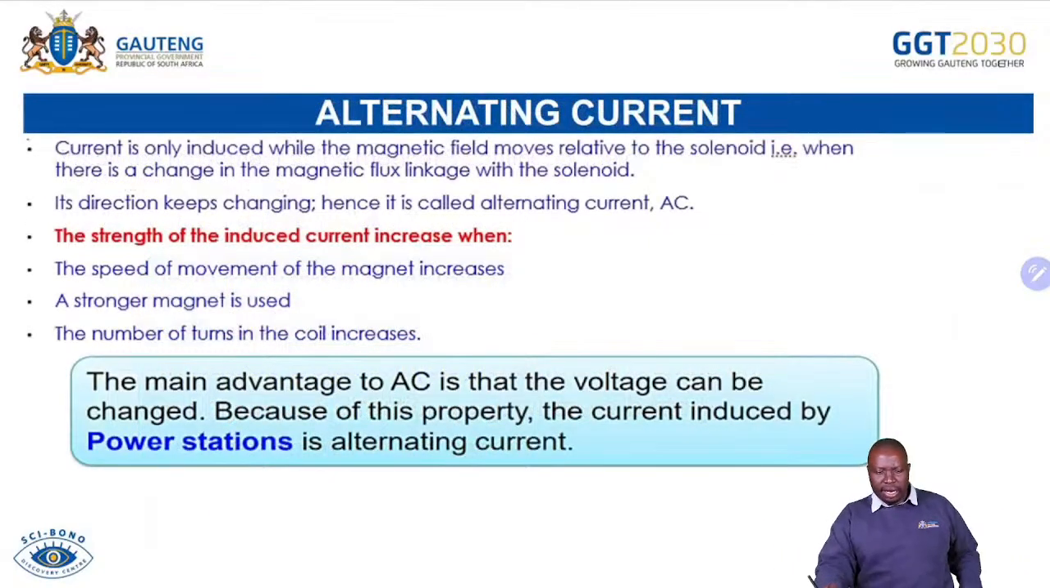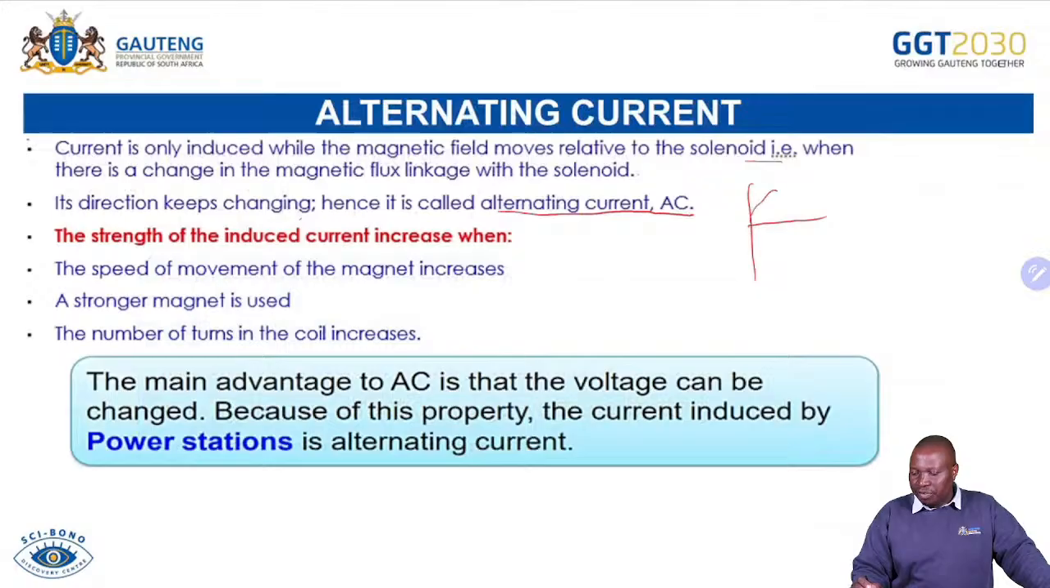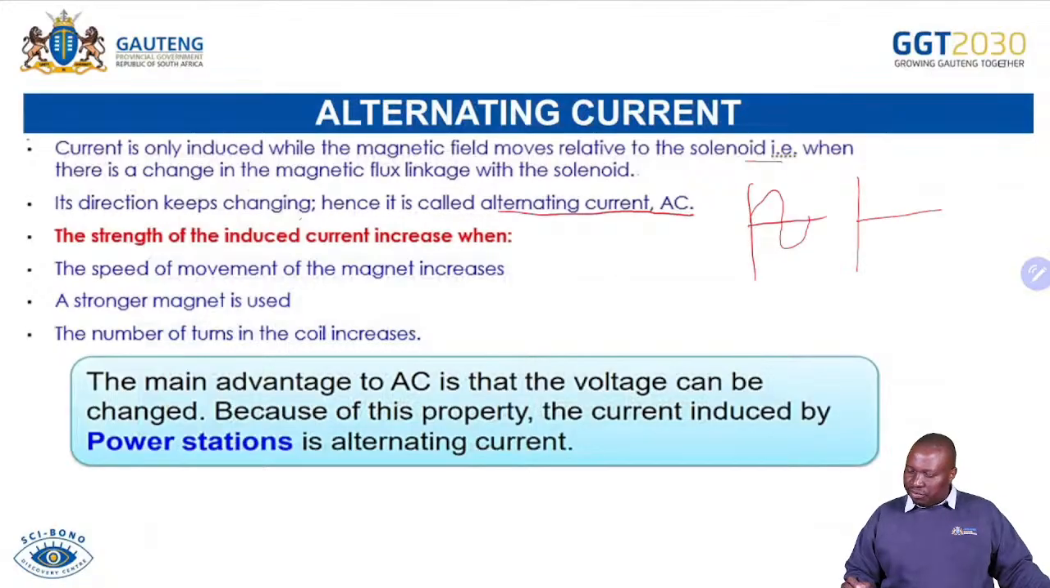And we are saying alternating current is only induced while the magnetic field moves relative to the solenoid. When there is a change in magnetic flux linkage with the solenoid, its direction keeps changing, hence it's called alternating current, AC, because the direction is always alternating. If you are drawing the graph of current, it will be alternating like that. Our voltage, so it can be the graph of voltage or the graph of current, it will be alternating like that.